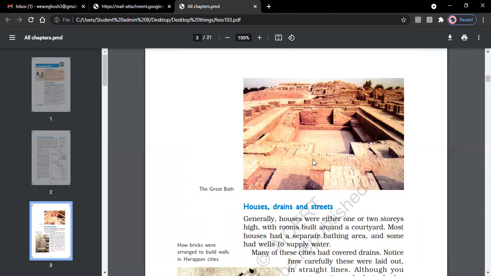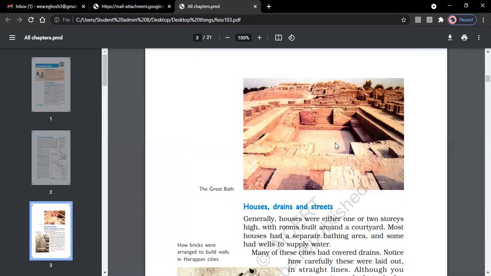See what you get in picture-based questions. You can get this picture of the Great Bath, and the questions: where is the Great Bath situated, why was it important during the Harappan period, and give one feature of it. If you read the brief account of the Great Bath before, you can easily answer these questions. So the picture is very important in this chapter.